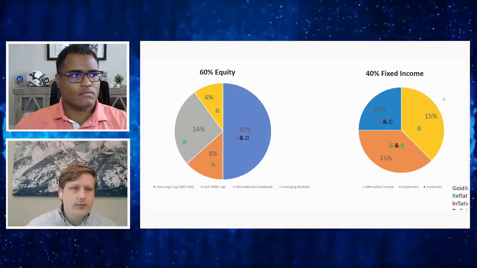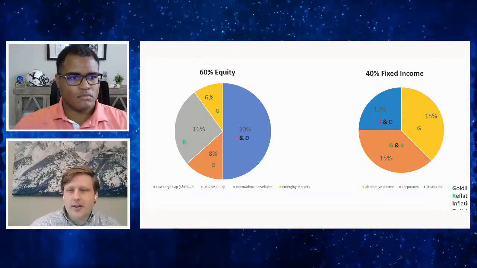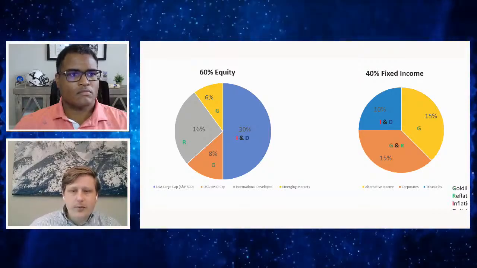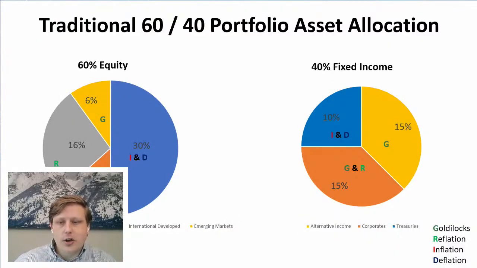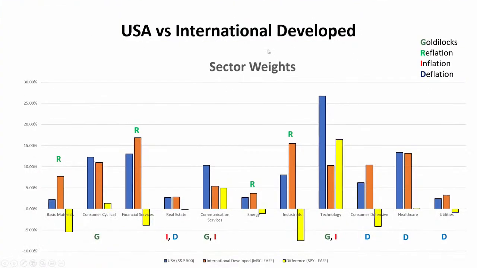So this is your traditional asset allocation. And I wanted to walk through an example and an exercise on how you could use the 42 Macro signals to help construct an asset allocation in this standard portfolio, both for yourself, maybe in a 401k, or for professionals that are doing this professionally. This graph represents the U.S. markets versus the international developed markets and their sector weightings.